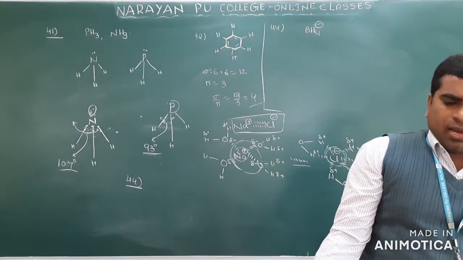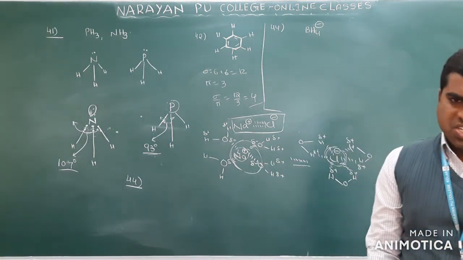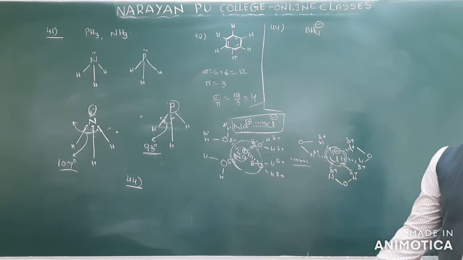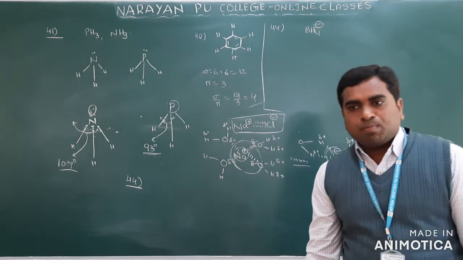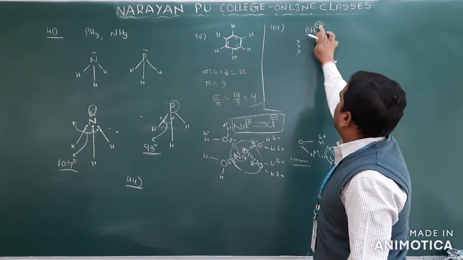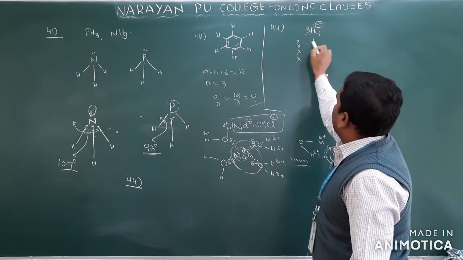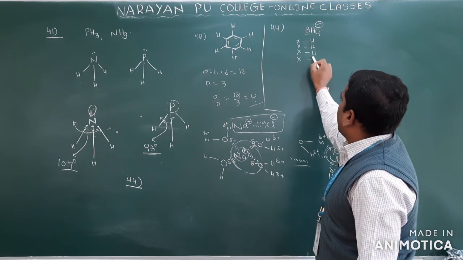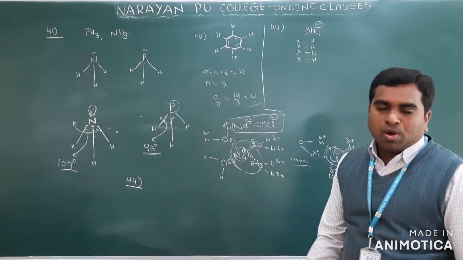Bond angle means first of all you have to calculate the hybridization. If you calculate the hybridization, you can easily identify the bond angle. Boron belongs to which group? Third group. I have to write 3 electrons, plus the negative charge, 4 electrons. Each hydrogen needs one electron from the boron to form 4 bonds.